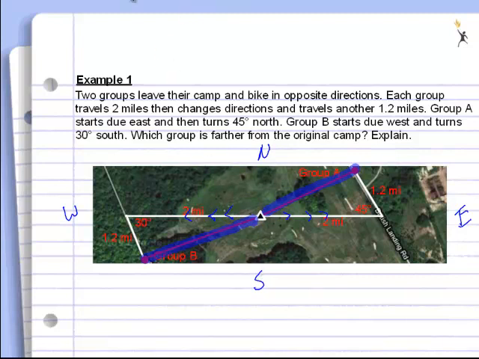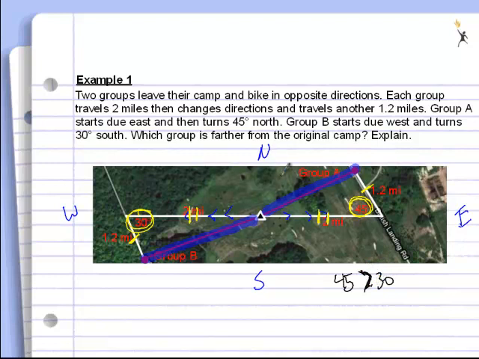is by first just identifying what we have congruent. We know that both groups traveled 2 miles to start. Then we know that they traveled another 1.2 miles. So that's congruent also. But what we have is one group turned 45 degrees and one group turned 30 degrees. Now, something that is very simple that you might be overlooking is that 45 is greater than 30. That makes sense. 45 is a larger number, so it's greater than.